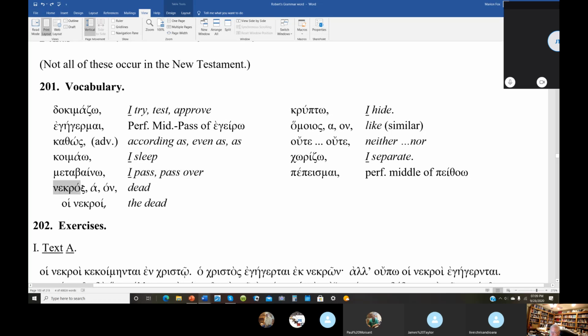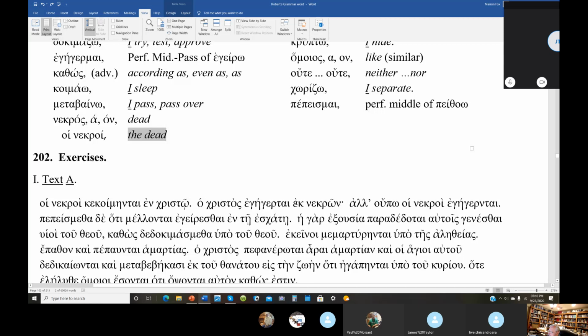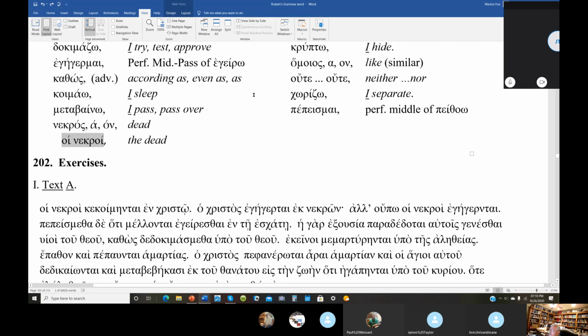Necros. Okay. Necros is dead. All right. Now, in this translation down here, like hoi necroi down here, this is the dead. And so this is plural, of course, nominative plural, the dead. All right. So you have it several times down here. And we have necron, out of the dead. Okay. And that's plural, hoi necroi again. You have it several times down in here. Okay. That's why I put it in this plural form as well, right after it.